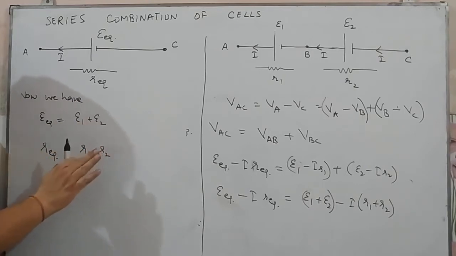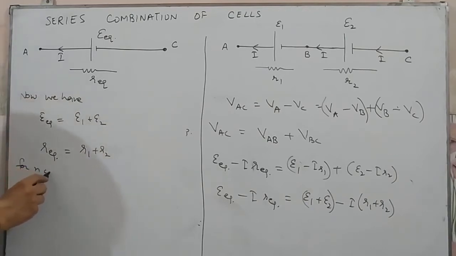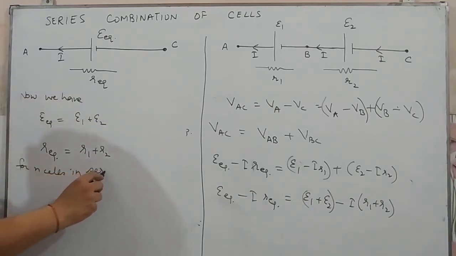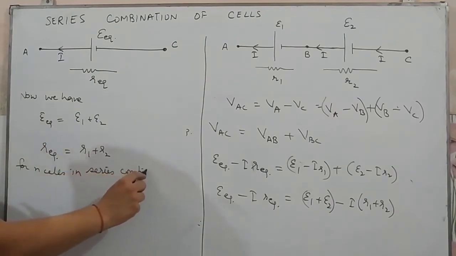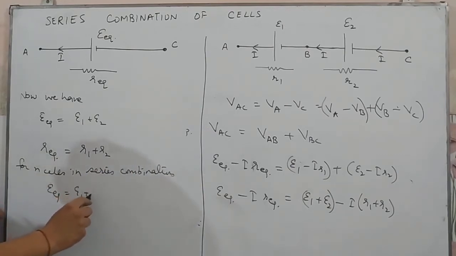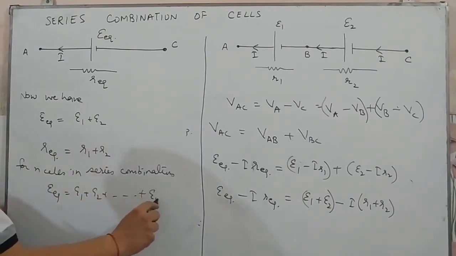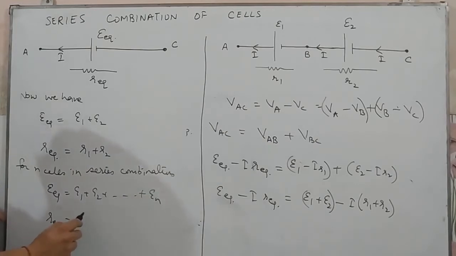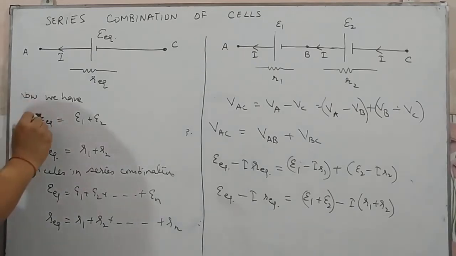This is for two cells, so for n cells in series combination we have E equivalent as E1 plus E2 up to En, and the internal resistance will be R1 plus R2 up to Rn. So this is the final result for the series combination of cells, where we have found the equivalent EMF and equivalent internal resistance when they are connected in series.